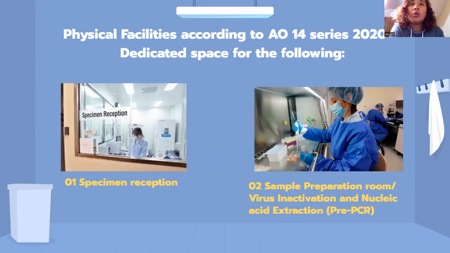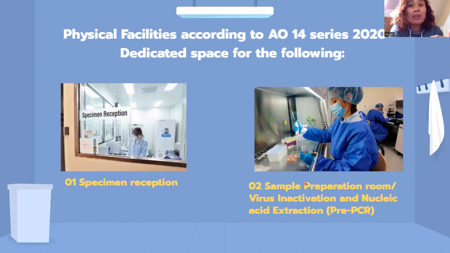So, what is the physical facility required by AO14? AO14 is a bit inconsistent, I'll tell you later. Number one, they say there should be a specimen reception, a dedicated area where you will receive your specimen. This is a separate room. Everything here is dedicated space, a separate room. Next, an area where you will prepare the specimens you have received.